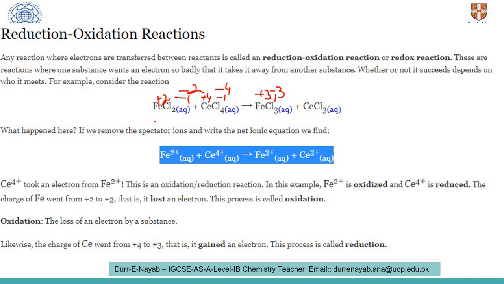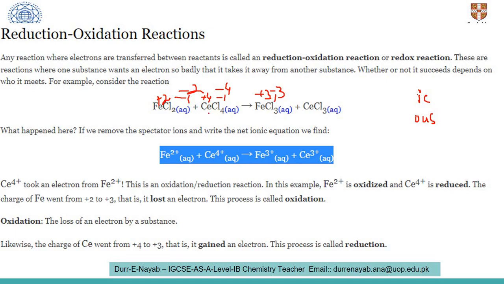So we have two types of iron. One is in a +2, another is in a +3 state. The one with the higher oxidation number, the name ends with -ic, so it is called ferric. And the one with the lower oxidation state, the name ends with -ous. So this is called ferrous. So this is called ferrous chloride, and this is called ferric chloride.